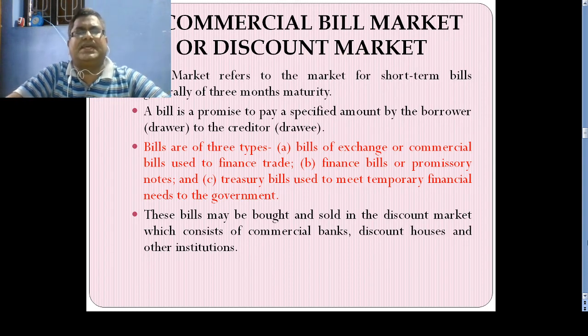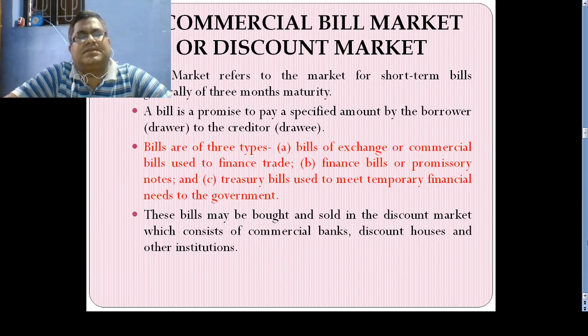Another one is the commercial bill market or discount market. If you talk about bills, that means bills of exchange, or commercial bill, trade bill, or maybe treasury bill. A bill is a promise to pay a specified amount by the borrower to the creditor. There are two parties, one is the drawer and the other is the drawee. The drawer is who draws the bill, and the drawee is who is to make the payment.